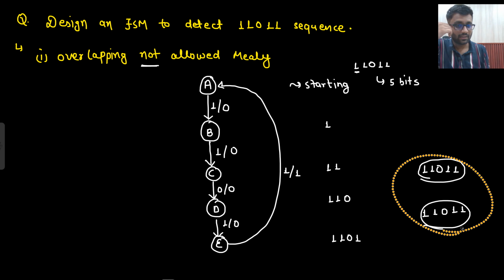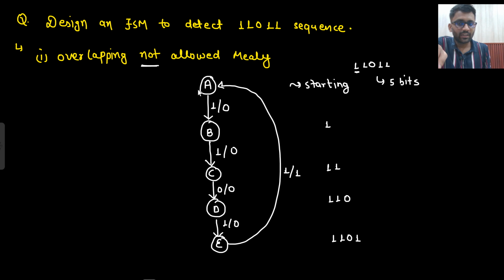Okay, but we need to take other cases as well. What if the first input was 0 only? If applied input was 0 only, you will come back to the same state. You will start from A only, because if applied input is 0, you cannot proceed. Now if you are at state B, that means input has been 1 already, that's for sure.